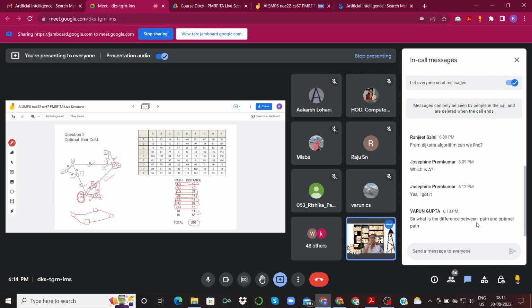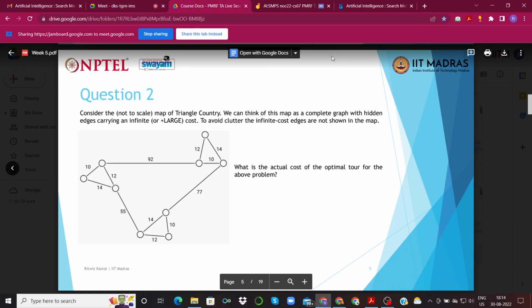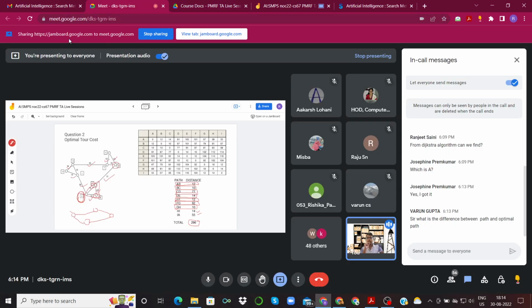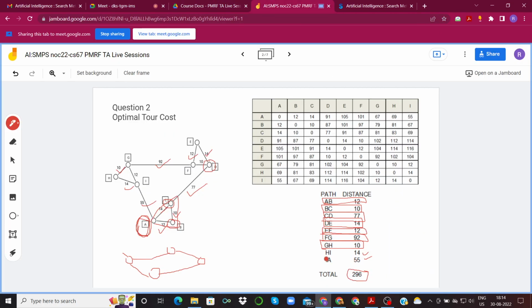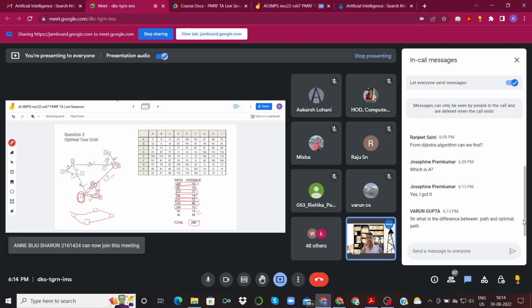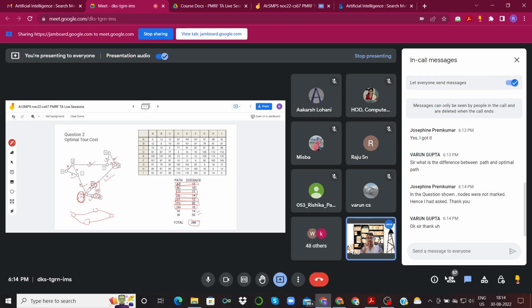So Varun, what is the difference between path and optimal path? So a path can be any path, right? Any path that is connecting these edges, and an optimal path is one that is satisfying all our requirements and conditions, right? And it is also a low cost path, or the lowest possible cost path that is satisfying all our conditions and requirements, would be a better way to put it. Okay, great.